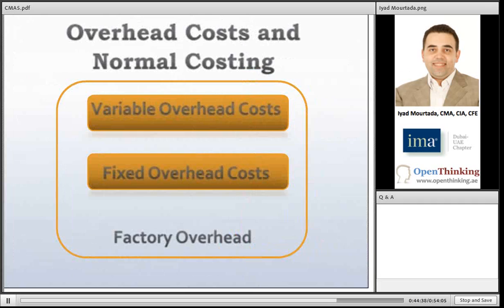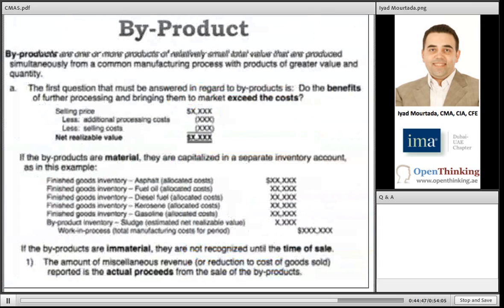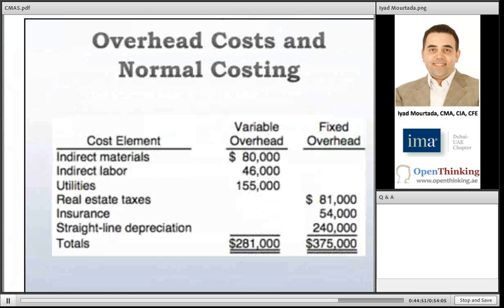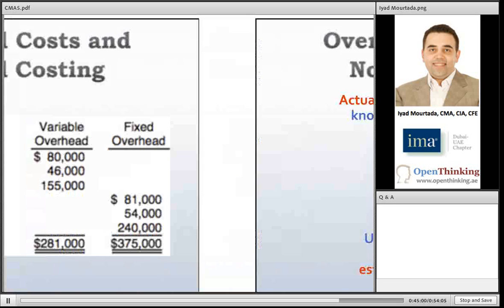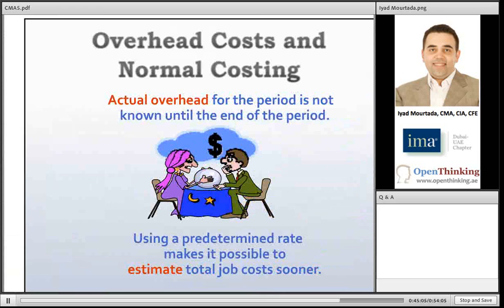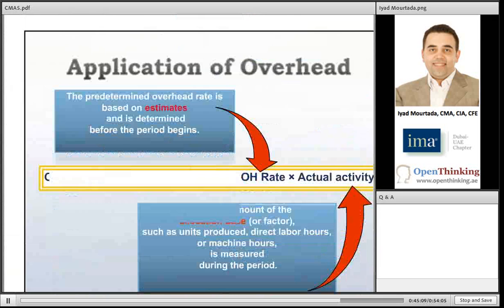Now, when we look at overhead cost and normal costing, we have overhead costing and we have fixed costing. This is when we are looking at manufacturing overhead. And what will happen here? It's very interesting. Why is that? Because we look at the cost and we say some of them are variable, some of them are fixed. So how can we really do our estimation and what kind of estimation can we use? Well, we need to figure out the overhead rate. And how can we figure out the overhead rate when the overhead didn't happen yet?